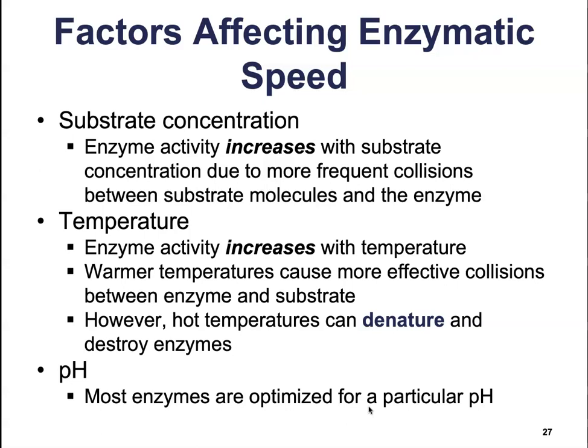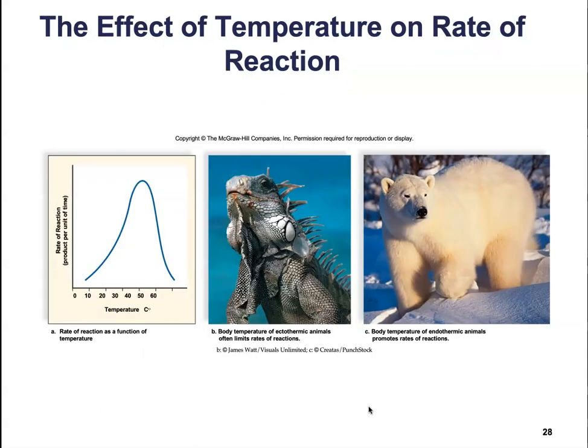And that will vary depending on the enzyme and where they exist, all right? So let's look at some of these things. This is showing you the effect of temperature on rate of reaction. If you think about ectothermic, or cold-blooded, animals, they don't have the means to regulate their own internal body temperature. And so a lot of times the rates of reactions are limited by temperature. That's something they really have to consider.